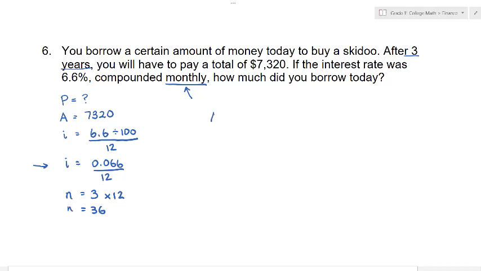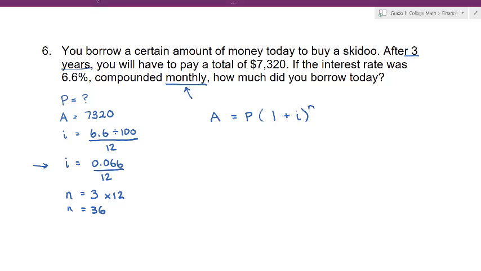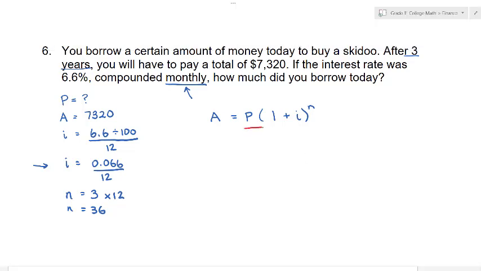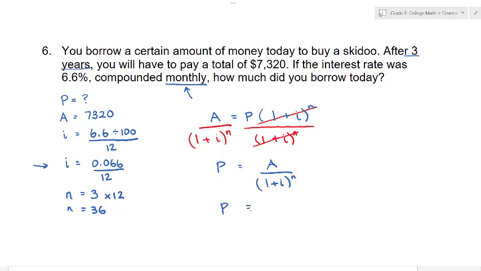So again, we can start with the equation that we're given, which is A is equal to P(1 plus I) to the power of N. But again, we're trying to solve for P, the initial value, so we need to rearrange the equation. Just like before, we want to divide both sides by (1 plus I) to the N, because that way the (1 plus I) to the N is now gone on the right side, and we're just left with P is equal to A over (1 plus I) to the N. So we've isolated for P, now we're ready to just plug in everything that we know.